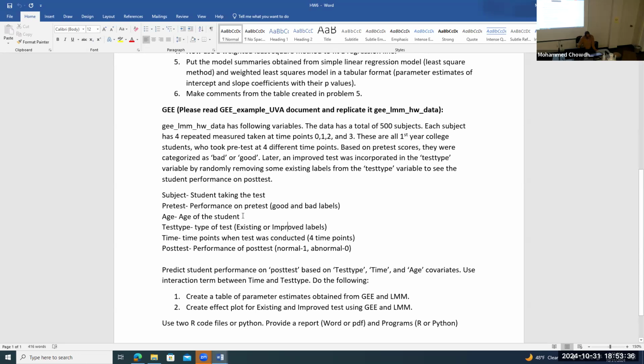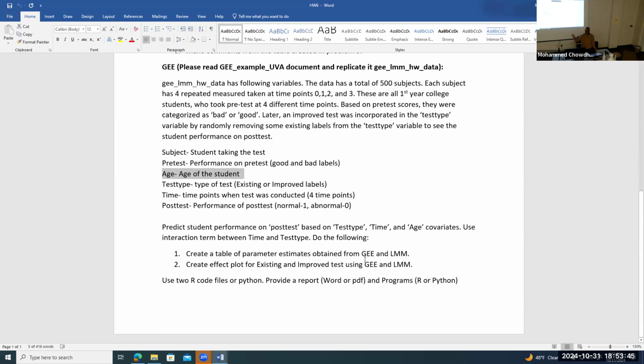On top of that, I have given just one more variable, which is age. You can use age also in this data. Rest of the thing is as in the original one. Okay.